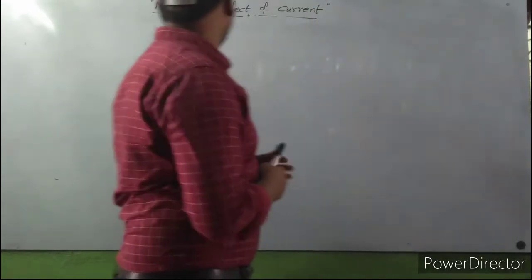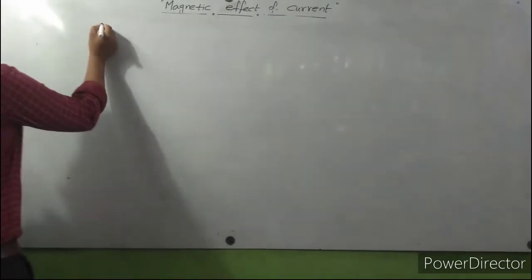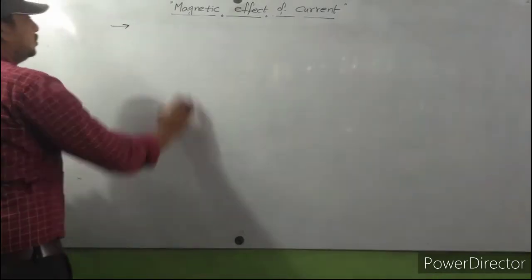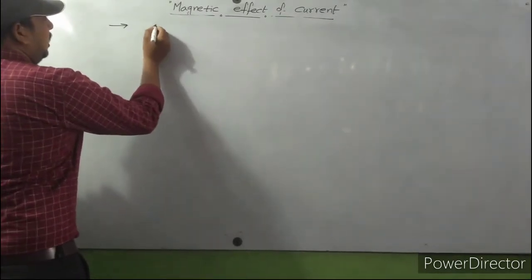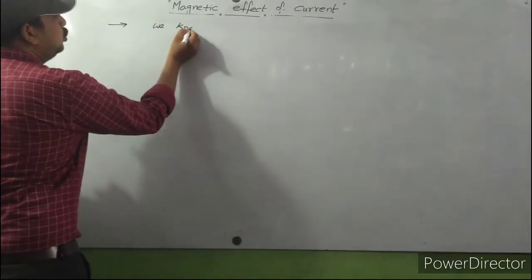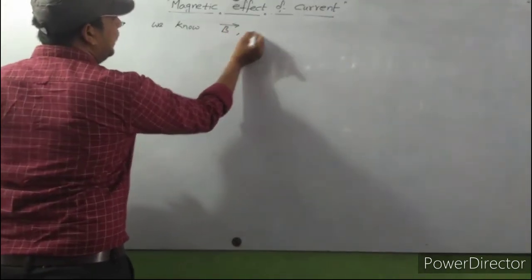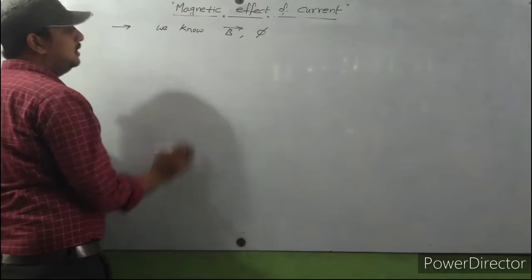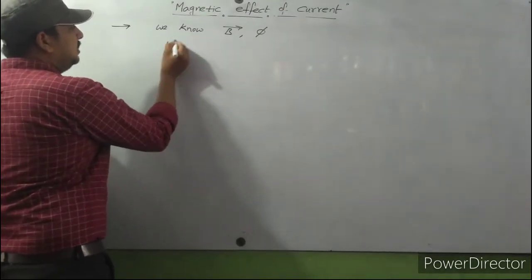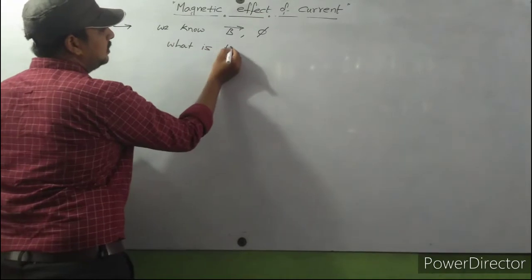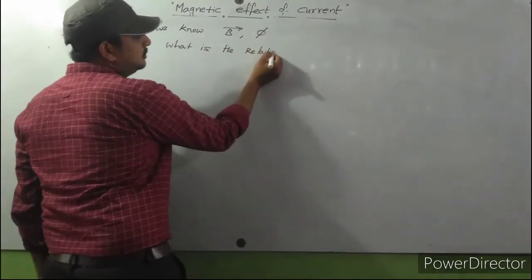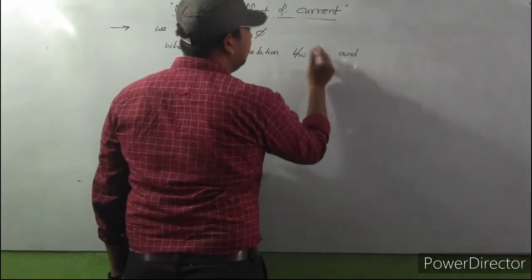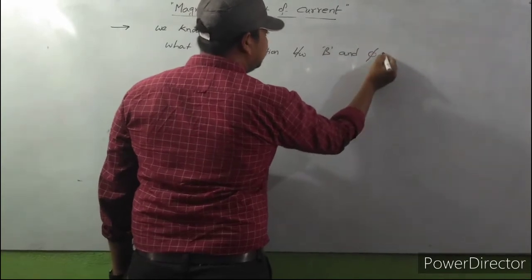Right. So today I will discuss two points. After that, I will enter into an important concept. So what are the two points? We know two parameters, B bar and phi. B means magnetic field, phi means magnetic flux. So what is the relation between B bar and phi? What is the relation between magnetic field and magnetic flux?